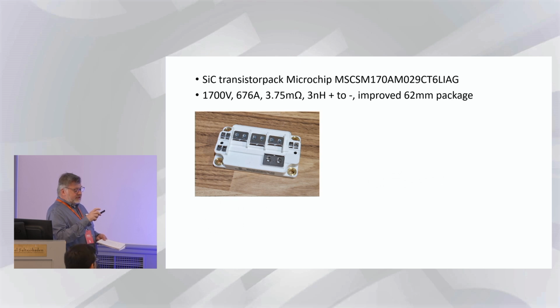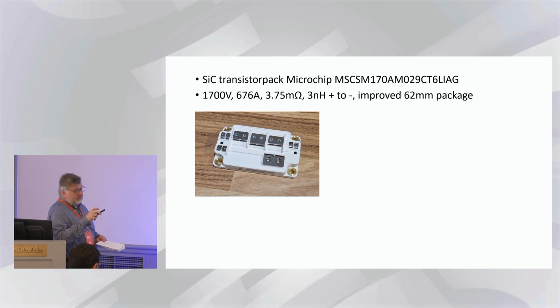We started to look for transistors, which transistors is best for our needs here. And we ended up in this microchip transistor with this name here. It's a 1700 volt module, nominal 676 amps. It has 3.75 milliohm resistance. And they claim 3 nanohenry as internal inductance, which is really low. It's an improved 62 millimeter package. It's the old 62 millimeter package where they have made a totally new design inside.